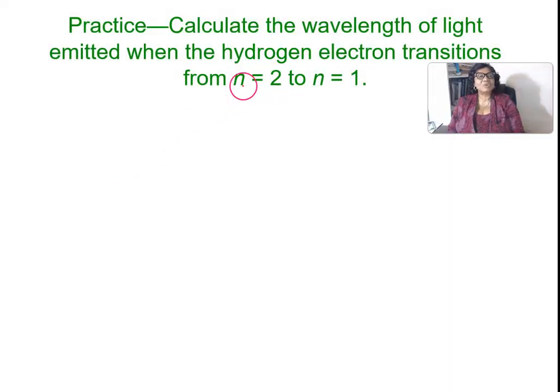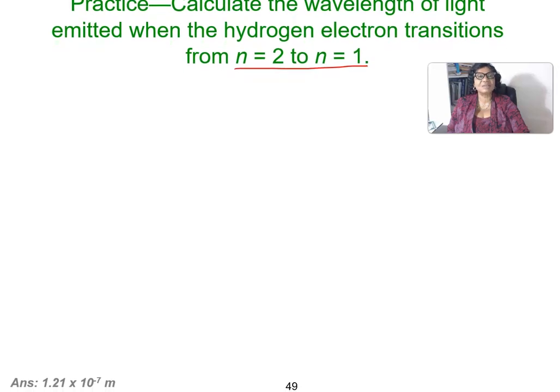So please, from the example of this, can you do this? Take your time and try to do this on your own. Calculate the wavelength of light emitted when the hydrogen electron transitions from n equals 2 to n equals 1. So try and take some time and do that. I'll show you the answer.